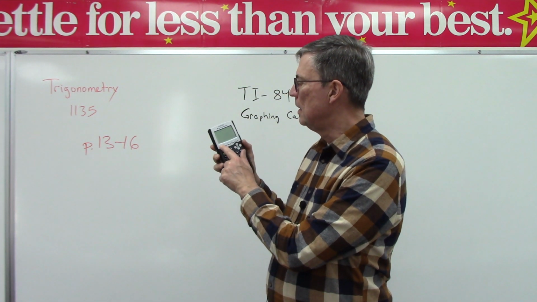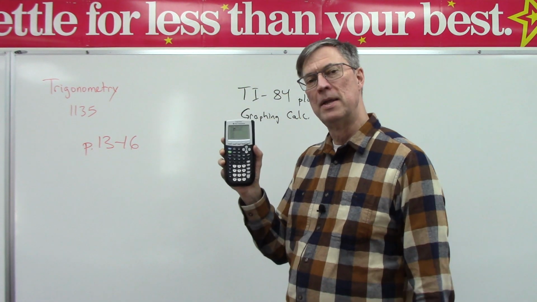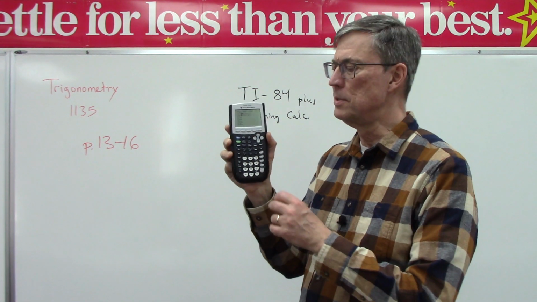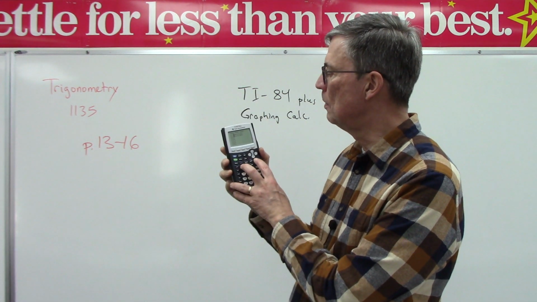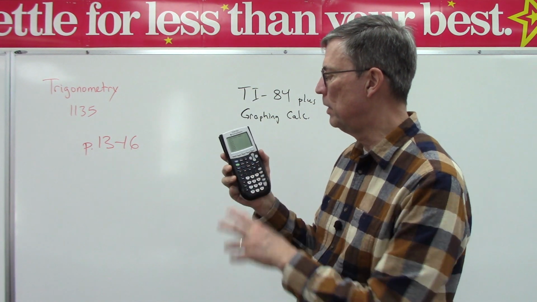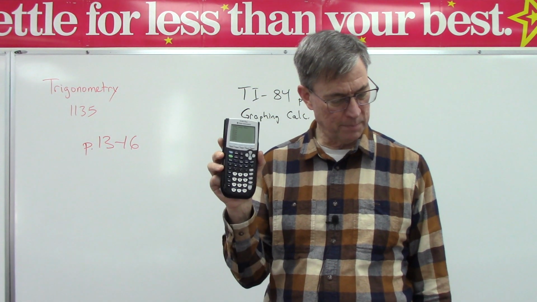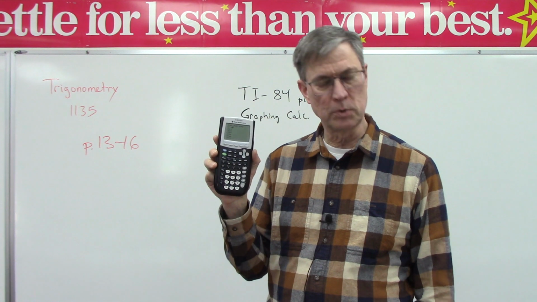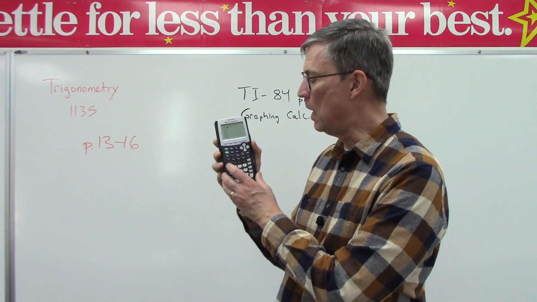All right, hit Y equals. Now I already have a couple of formulas in here. So I'm going to hit clear, down arrow, hit clear, hit the up arrow, and I'm back up there at the top now. All right, so it says we're going to type in sine.